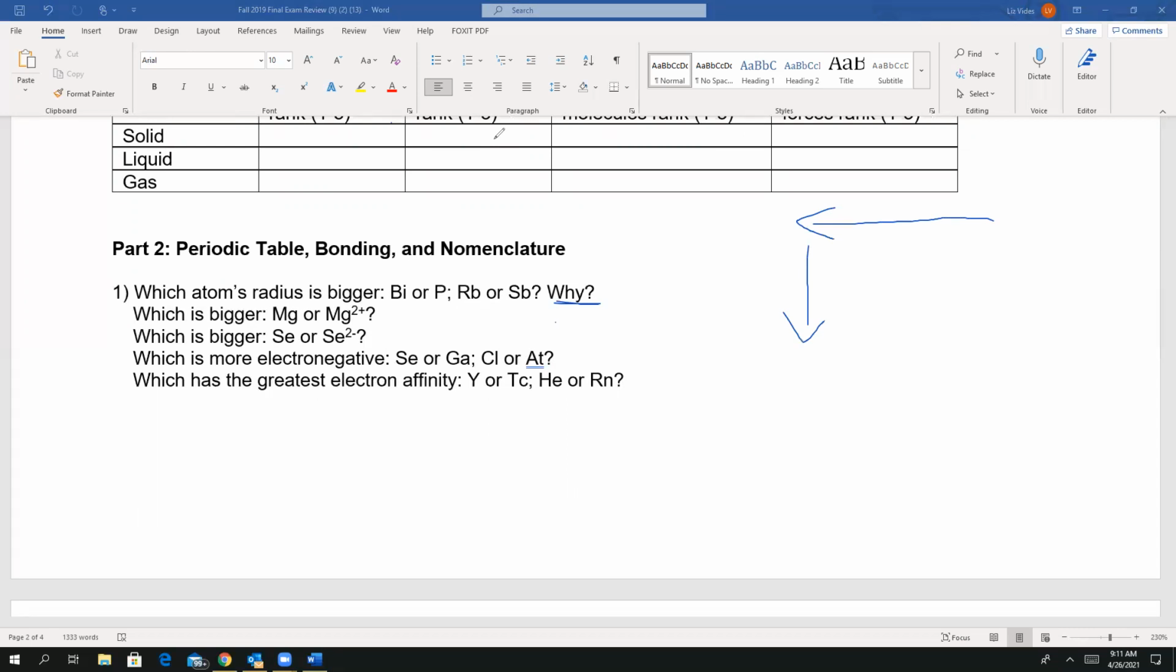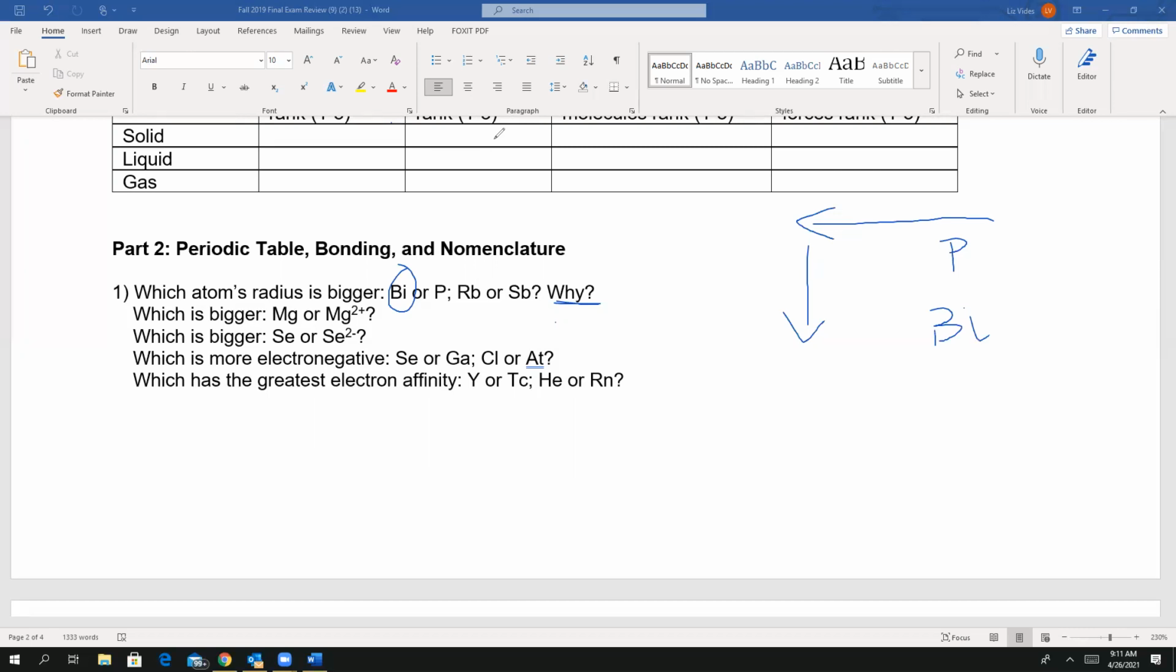Now, phosphorus happens to be more like right here, right? And bismuth happens to be like right here. So the answer is bismuth, right? That would be correct. So we're just going to highlight, so circle it, I mean. All right.